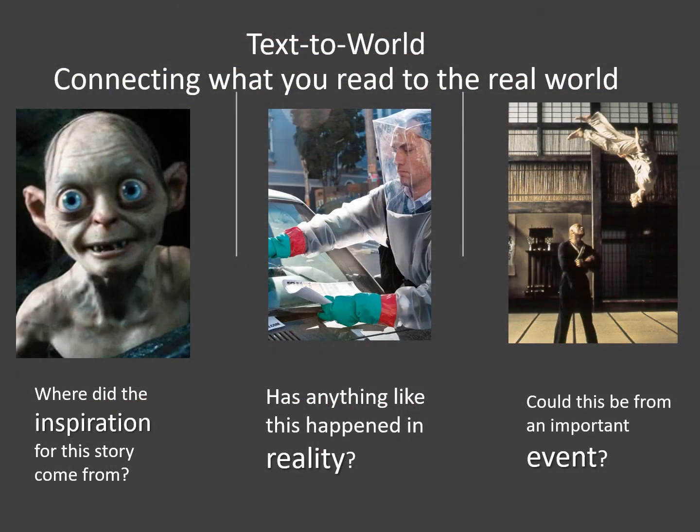The last connection we are going to discuss is when you connect the text to the outside world. So you connect what you are reading to what is happening or what has happened in the outside world. If you look at the picture on the left, we have a picture of Gollum, who is a creature from the Lord of the Rings. So you should be asking yourself while you're reading, does a creature like that exist on planet Earth? If it doesn't, where did the author get his inspiration to create that character from? Does a creature or an animal similar to Gollum exist on planet Earth?